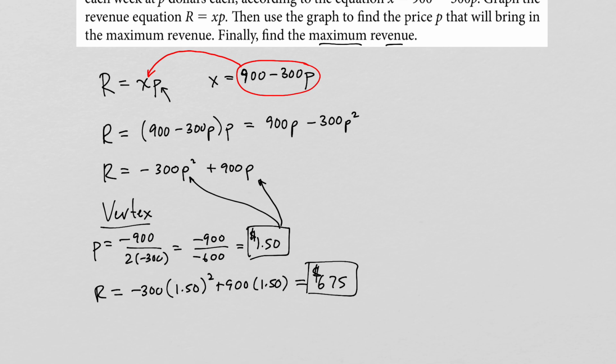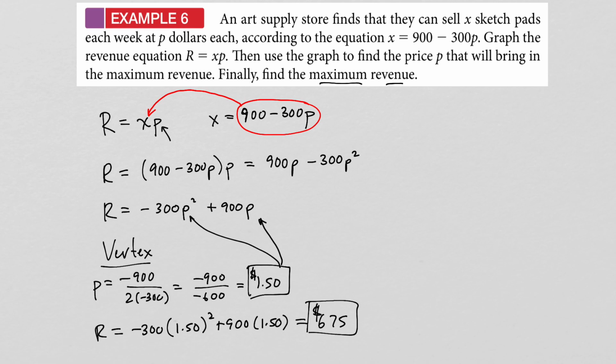Okay? So what that means is you're selling these sketch pads. You need to sell these sketch pads for a price of $1.50 each. And if you do that, you will maximize your revenue of $675.